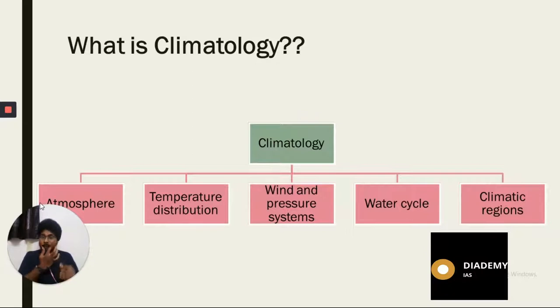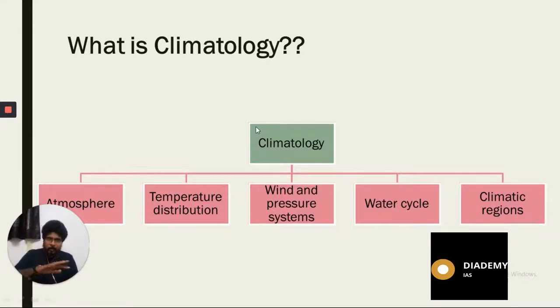Why does climate change? Climate change here doesn't mean the climate change we'll read in environment. Climate change here is the different changes in climate, like from one region to another, the climate changes. From tropical to temperate, the climate changes. Why is that happening? Why do cyclones occur more in the tropical regions? For all these things, we need a broad understanding of how different phenomena take place. For that, we will read this climatology.